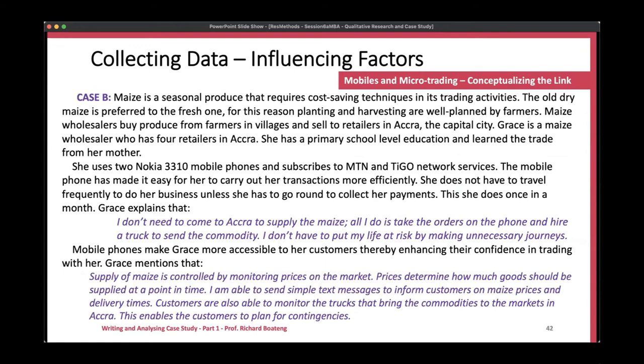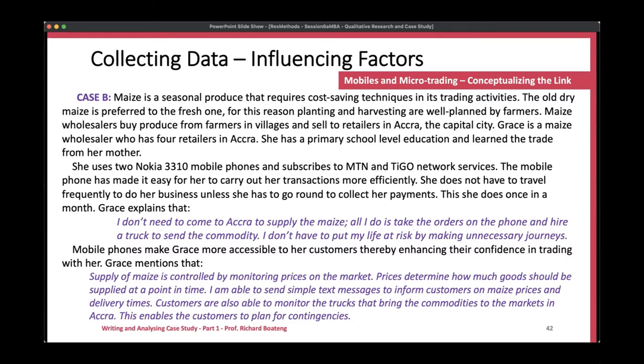Now, look at this one. Okay, so this is about the same story, but this is about case B. Maize is a seasonal produce that requires cost-saving techniques in its micro trading activities. The old dry maize is preferred to the fresh one. For this reason, planting and harvesting are well planned by farmers. Maize wholesalers can buy from farmers in villages and sell it to retailers in Accra. Grace is a maize wholesaler who has four retailers in Accra. She has primary school level education and learned the trade from her mother.